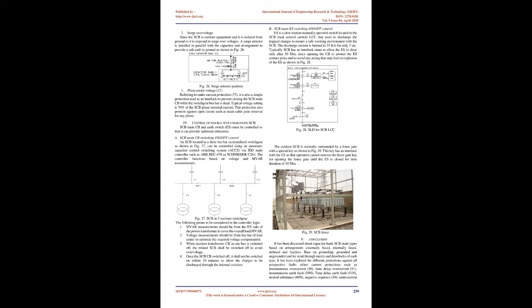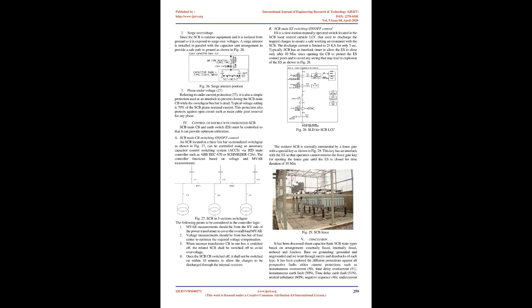Phase undervoltage, 27. Referring to undercurrent protection, 37, it is also a simple protection used as an interlock to prevent closing the SCB main CB while the switchgear bus bar is dead. Typical voltage setting is 70% of the SCB phase nominal current. This protection also protects against open circuits such as main cable joint removal for any phase.